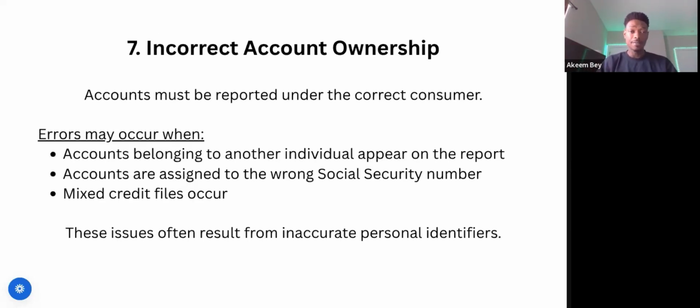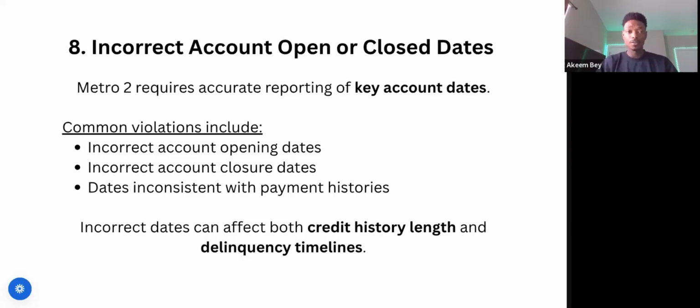The seventh one is inaccurate account ownership. Accounts must be reported under the correct consumer, right? So some errors with this might be accounts belonging to another person appearing on your credit report, accounts that are assigned to the wrong Social Security number, or mixed credit files, right? And these issues often occur as a result of inaccurate personal identifier information. This is why you always want to update that personal information first.